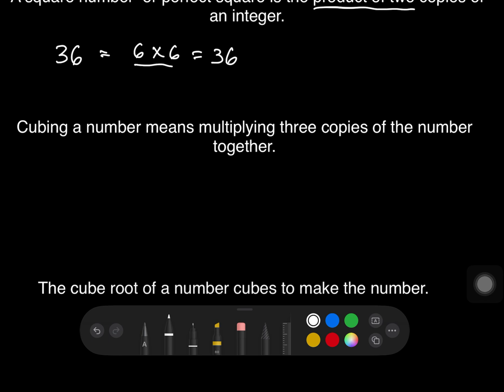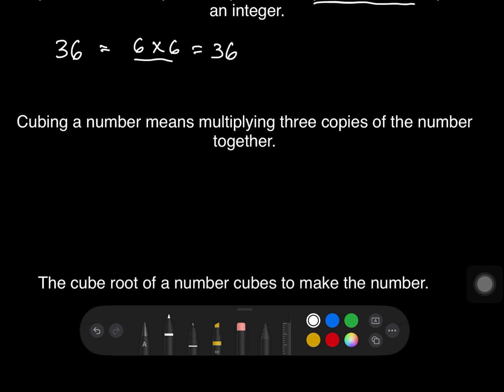Next is cube, or cube number. Cubing a number means multiplying three copies of the number together. So for example, the cube of 2, which we can write as 2 cube, simply means 2 times 2 times 2, which is equal to 8. Okay, students, don't get confused. It is not 2 times 3. It's 2 times 2 times 2, and the answer is 8.